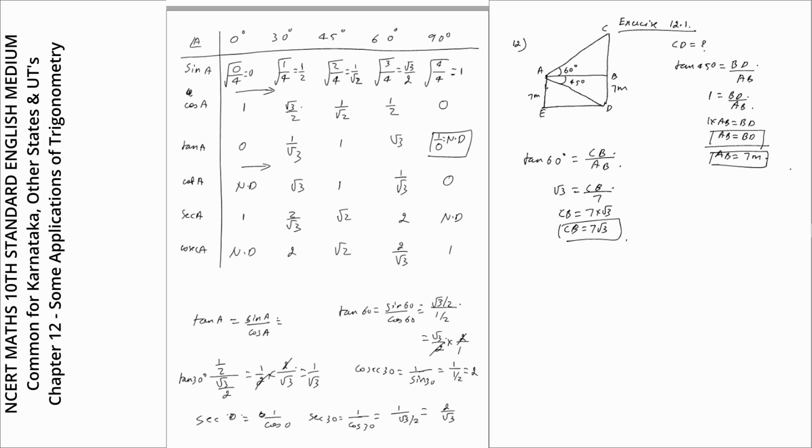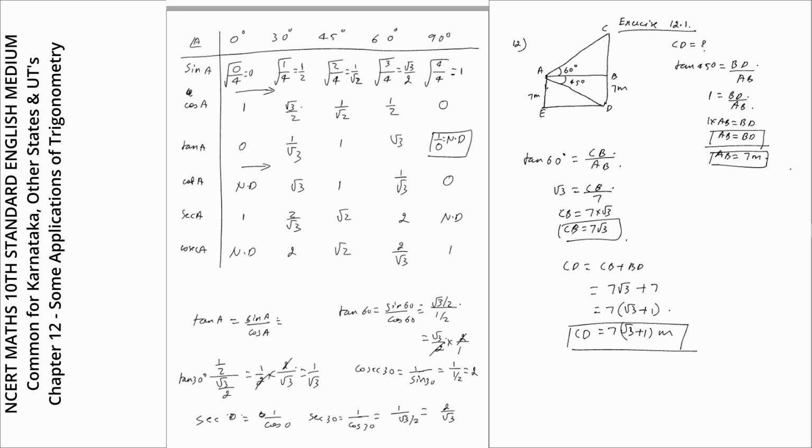Now what is the height of the tower? Height of the tower is given by CD is equal to CB plus BD. CB, or BC, I just calculated, it came out to be 7 root 3, plus BD is 7 meters. So 7 is the common factor: 7 into root 3 plus 1 meters is the height of the tower.